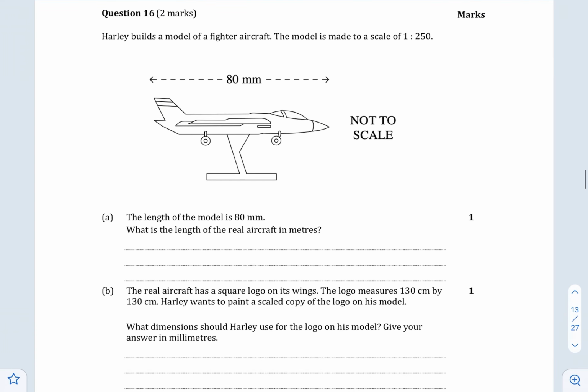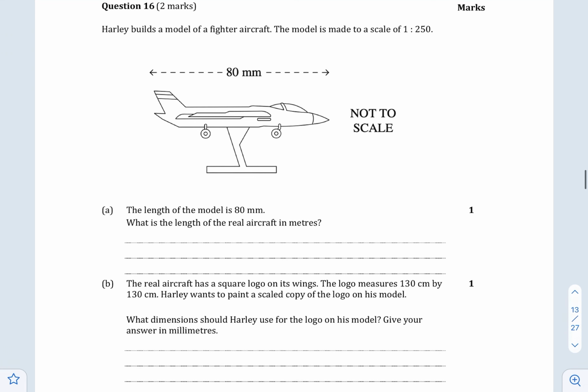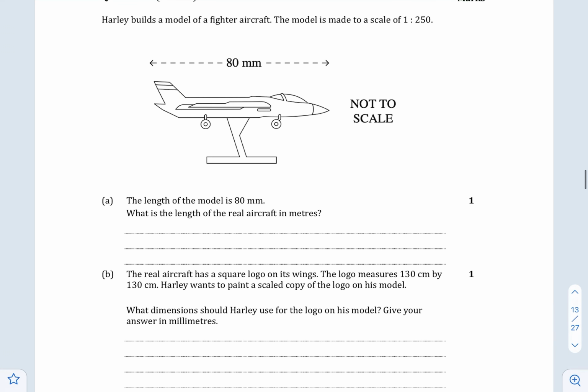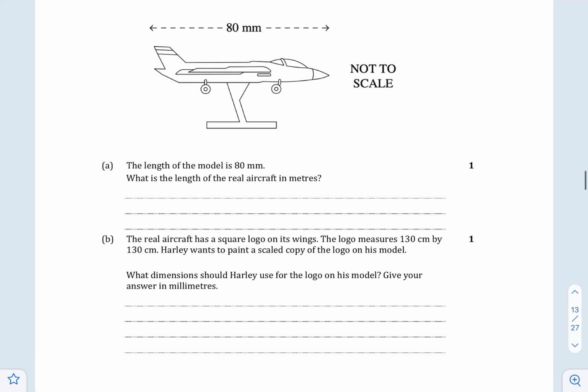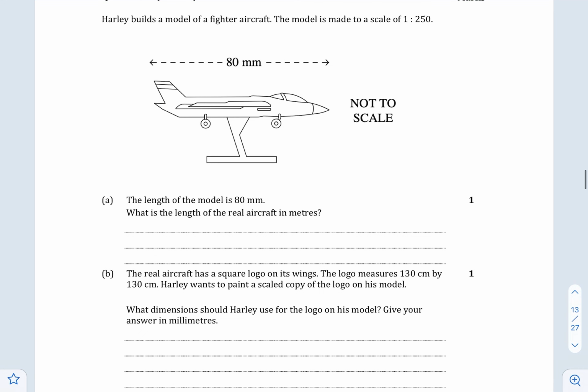Next, we've got question 16. Harley builds a model of a fighter aircraft. The model is made to a scale of 1 to 250, and the length of the model is 80 millimetres. What is the length of the real aircraft in metres?